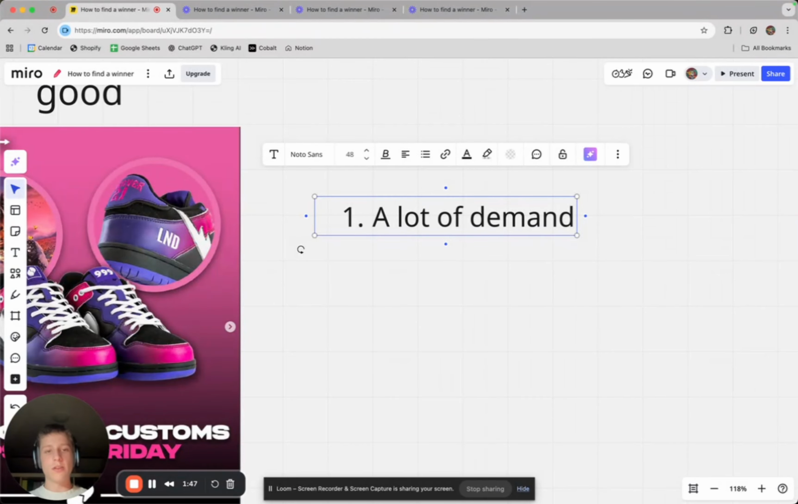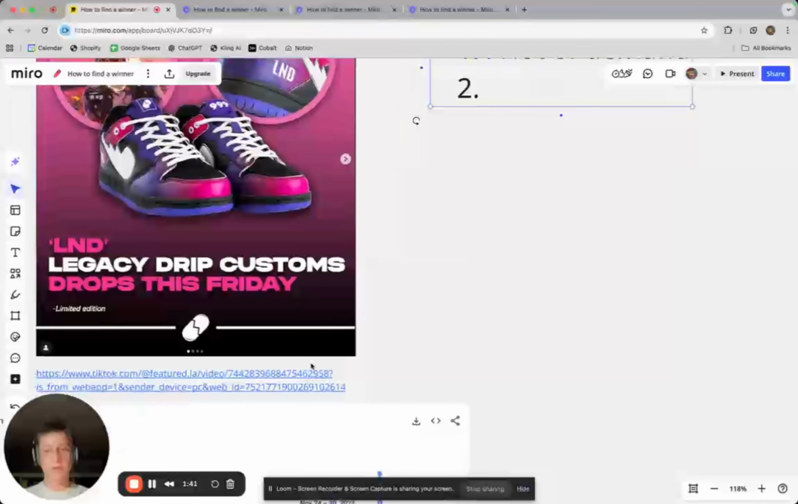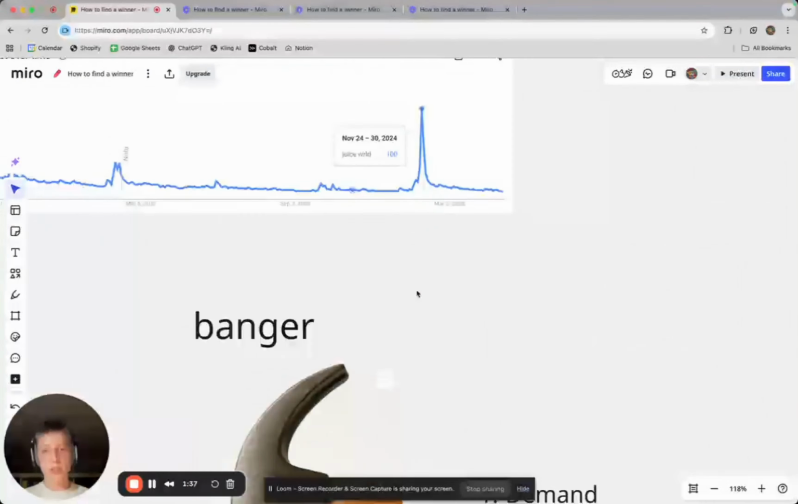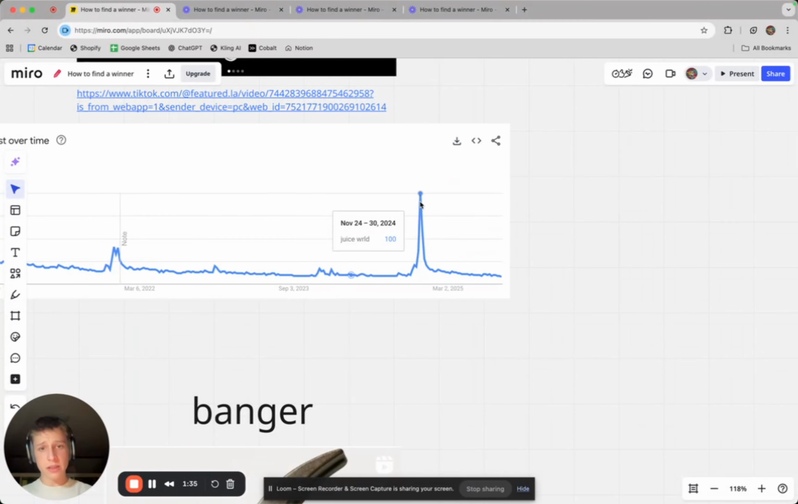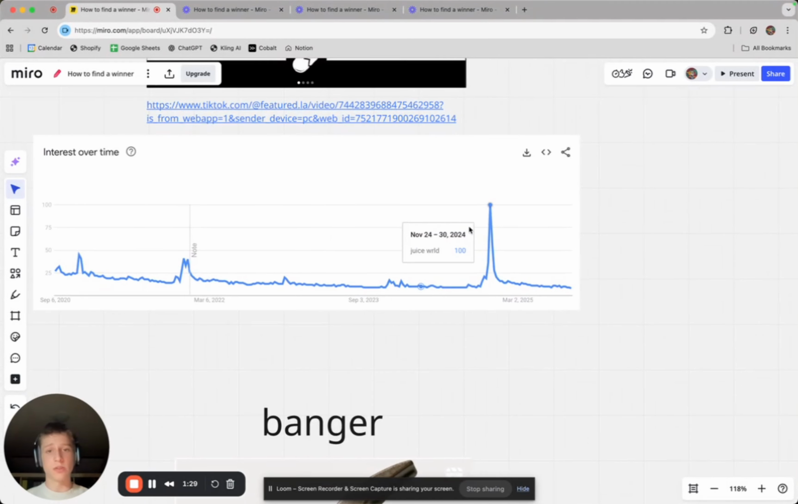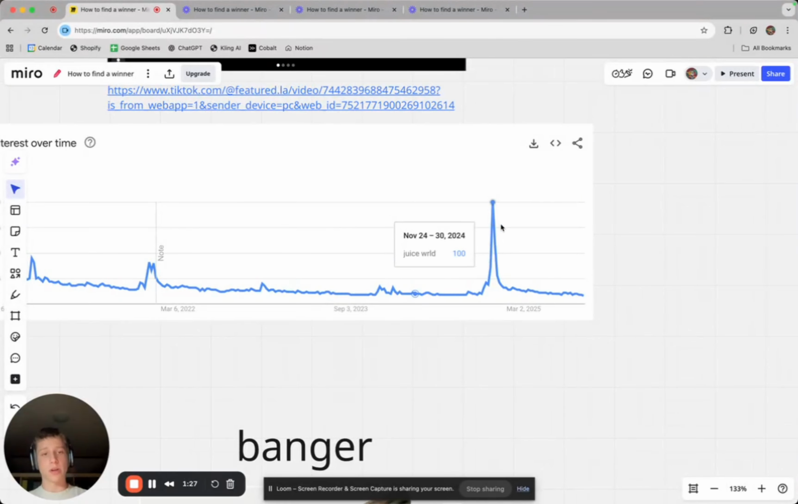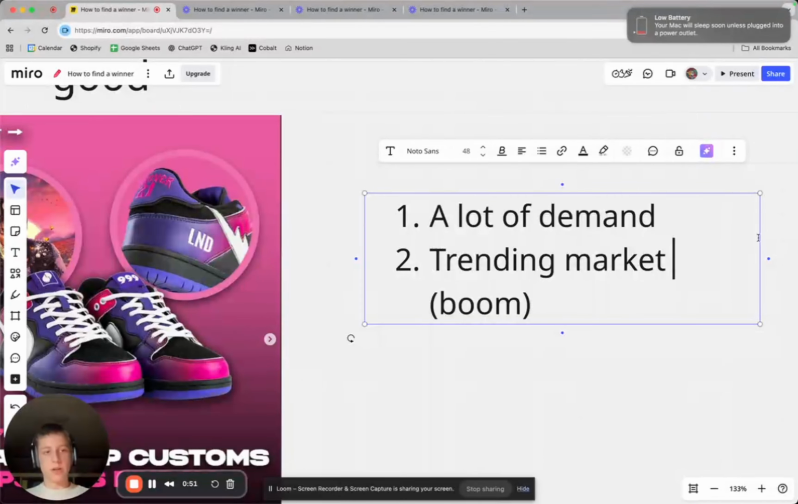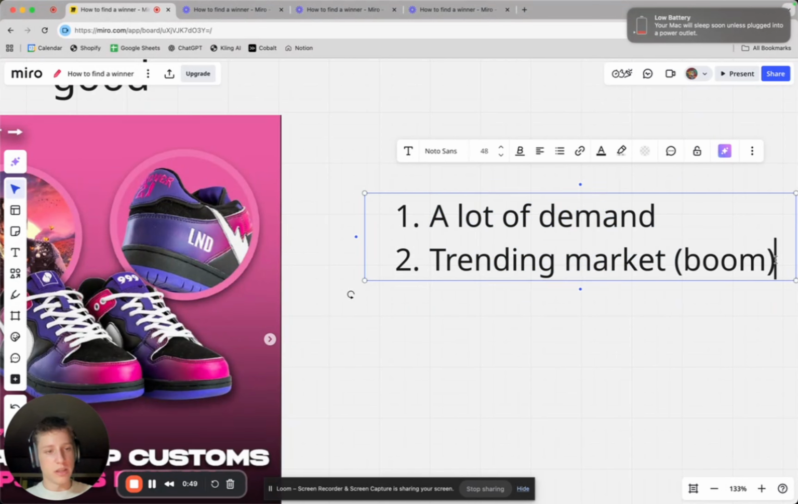So because there's a lot of demand, this would mean that it's probably going to convert well, which for us it actually did convert well. It converted like 4K per mil or 3K per mil. Then the second thing is right when we found this product, this was the Google Trends. We found it right around here. It was literally the highest Juice WRLD has ever been searched in the past 5 years. So it was a very trending market. It was basically a boom in the market. So that's why our drop was so much easier to market than our last one.